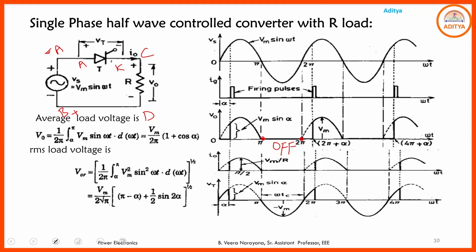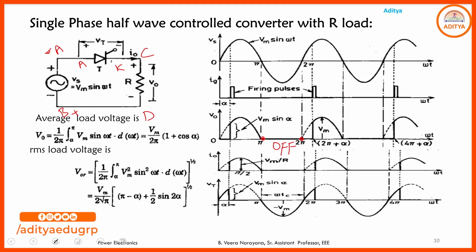At omega t equal to pi, output voltage is 0 and output current is 0. After pi, the negative voltage is available across the SCR, so the SCR goes to the off state. That phenomenon of the off state of the SCR is simply called line commutation, or class F commutation, or natural commutation. Natural commutation means here we did not use any external circuits to turn off the SCR. It simply depends upon the source. Whenever the source goes to the negative half cycle, automatically the SCR goes to the off state.